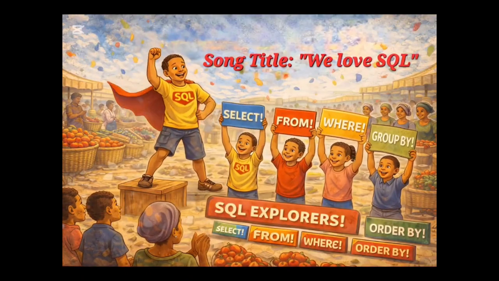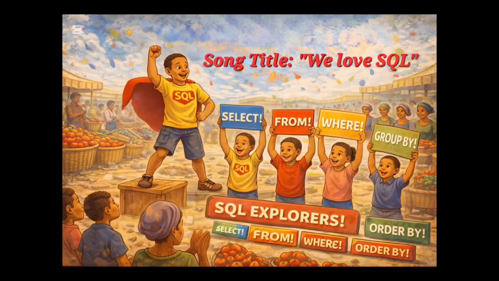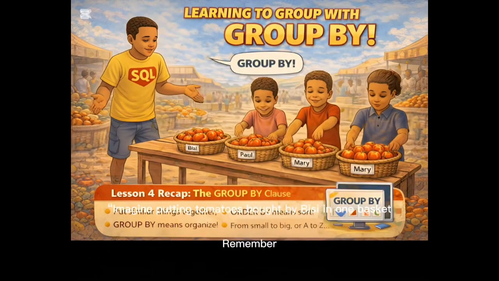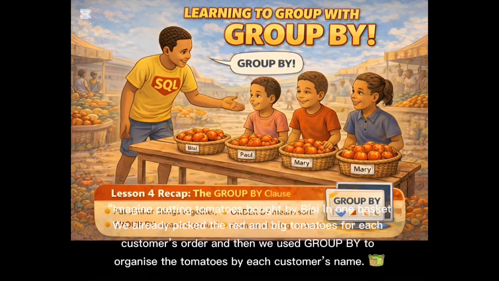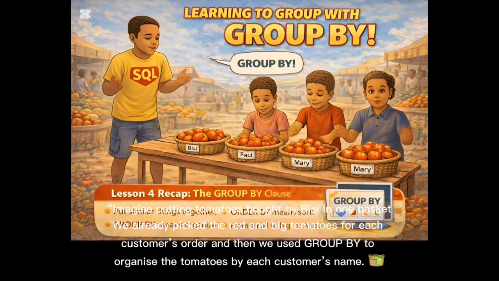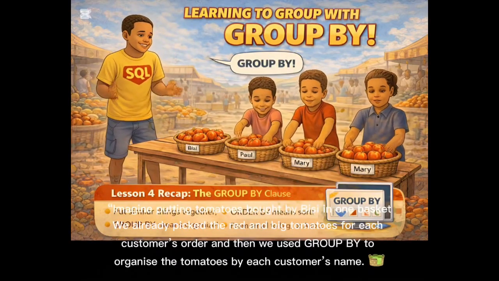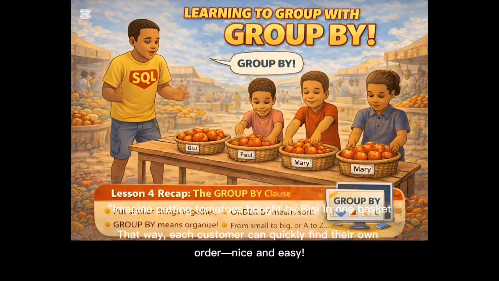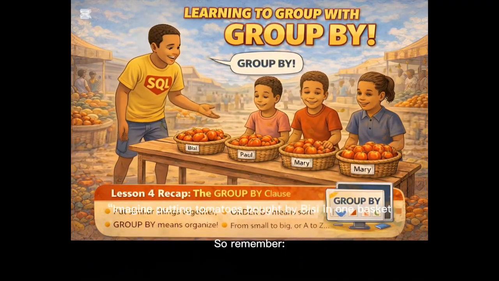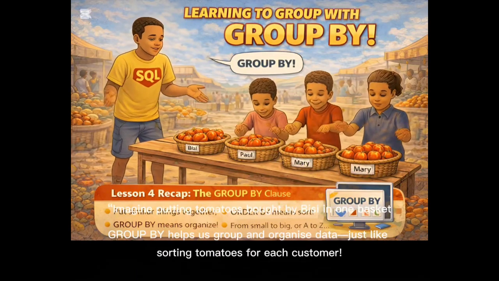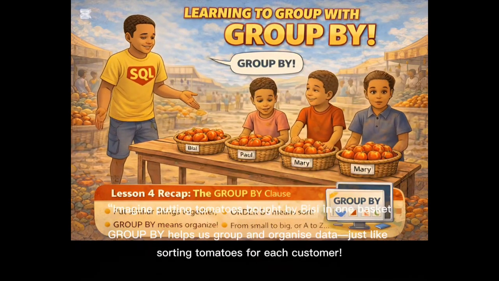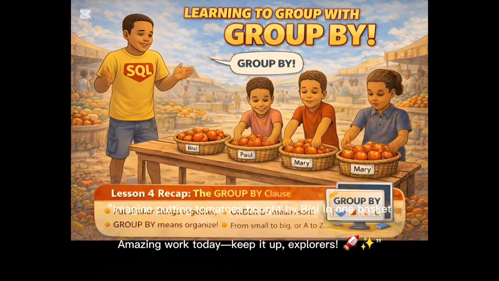Great job, explorers. Remember, we already picked the red and big tomatoes for each customer's order, and then we used group by to organize the tomatoes by each customer's name. That way, each customer can quickly find their own order, nice and easy. So remember, group by helps us group and organize data, just like sorting tomatoes for each customer. Amazing work today. Keep it up, explorers.